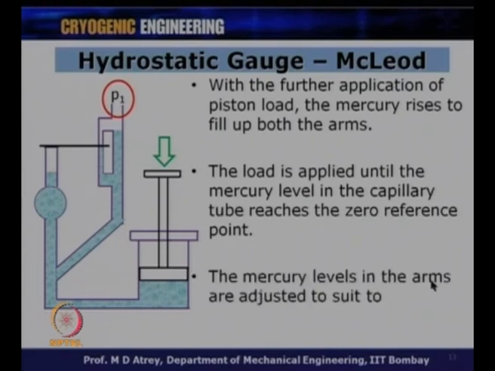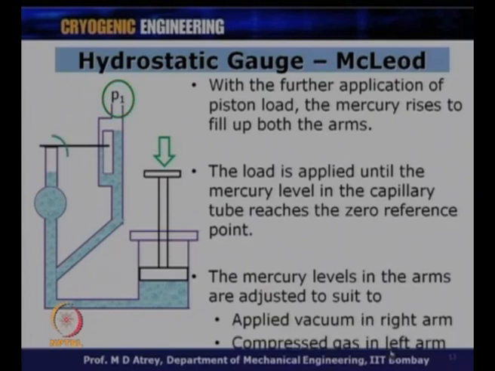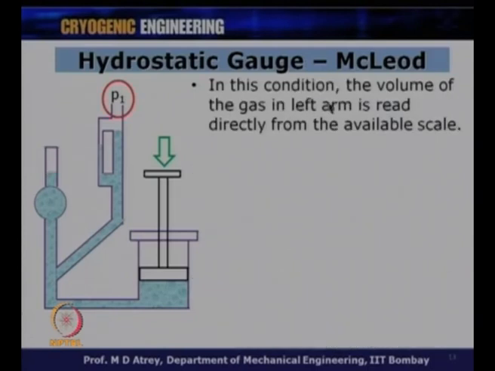The mercury levels in the arms are adjusted to suit the applied vacuum in the right arm and the compressed gas in the left arm. So, I will do this motion in such a way that I have some significant volume over here in this arm, and also I ensure that the applied vacuum is taken care of. So, I can do this piston movement in such a way that these things get adjusted. In this condition, the volume of the gas in the left arm is read directly from the available scale.